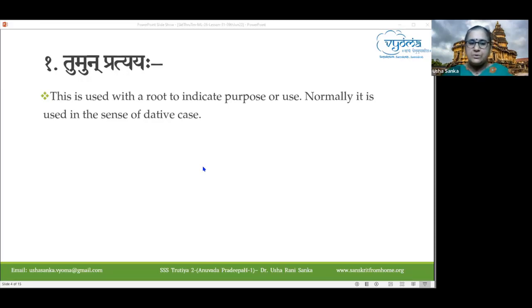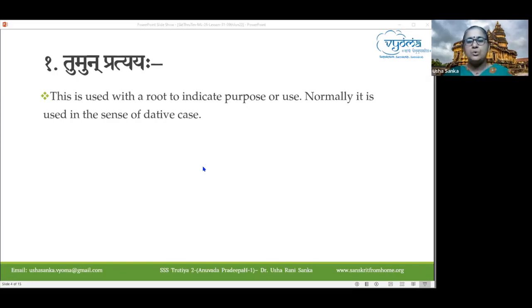This pratyaya is used with the root to indicate purpose or use. Normally it is used in the sense of the dative case. So tumun is a pratyaya. Okay, the dative case is chaturthi vibhakti. So it is used in the sense of the dative case. It's not the dative case, but it is serving the same purpose as the dative case.